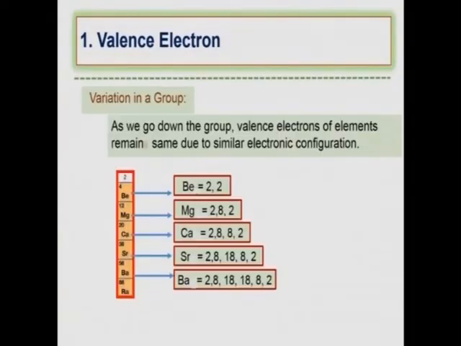Now what happens in a group? As we move down, the valence electrons of the elements tend to remain the same due to similar electronic configuration. If you see this example of group 2, the electronic configuration is similar. Because of the similar electronic configuration, the valence electrons remain the same in a group.